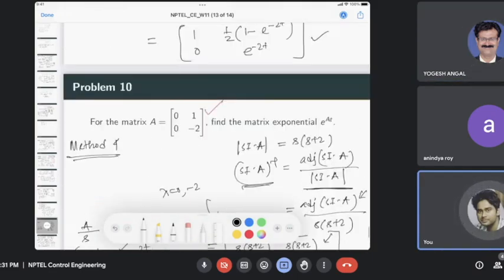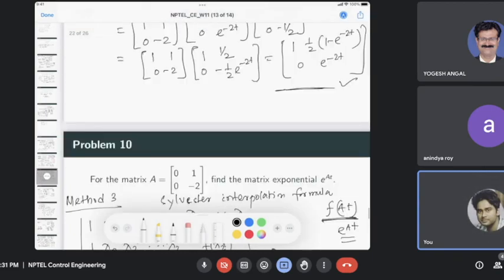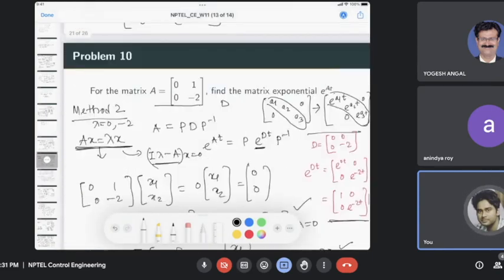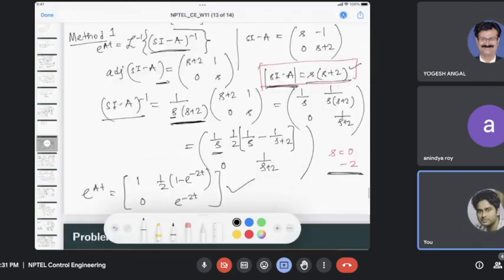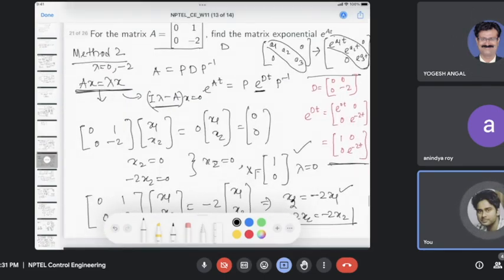Yeah, so you can use any method. The first method is simple. You just find this (sI minus A) inverse and take the Laplace inverse of that. So that will give you the matrix exponential. The second approach is through diagonalization. You have to find the eigenvectors, and then the diagonal form will have all the diagonal elements being the eigenvalues of the matrix. For a diagonal matrix it is easier to compute the matrix exponential. Then you take the similarity transform through the eigenvectors, P inverse, and you get the matrix exponential form.